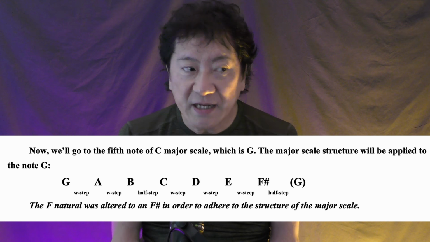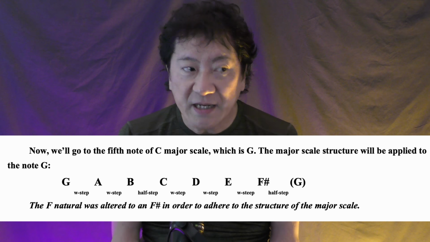Now again, C, D, E, F. Just like the circle of fifths, we're applying the structure of the major scale to the note F, and we end up with F, G, A, B flat, C, D, E, F. You notice the B flat on the 4th degree, okay? The B, the 4th note, had to be lowered in order to accommodate for the structure of the major scale.